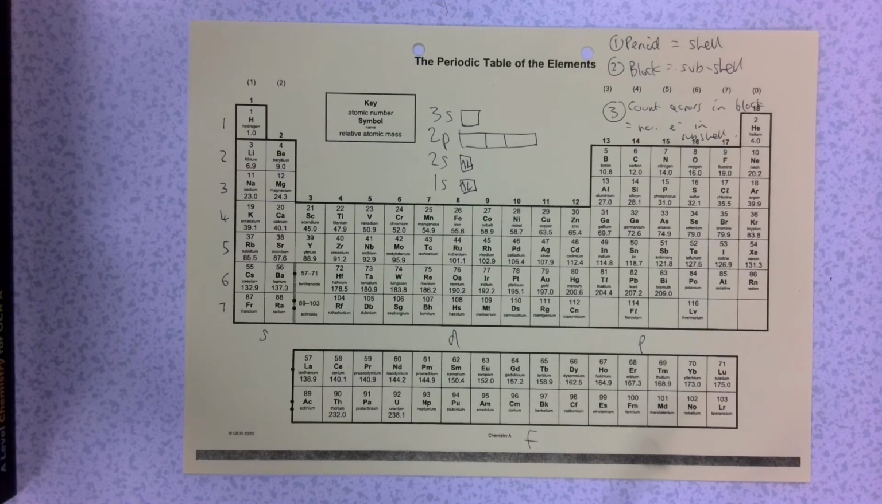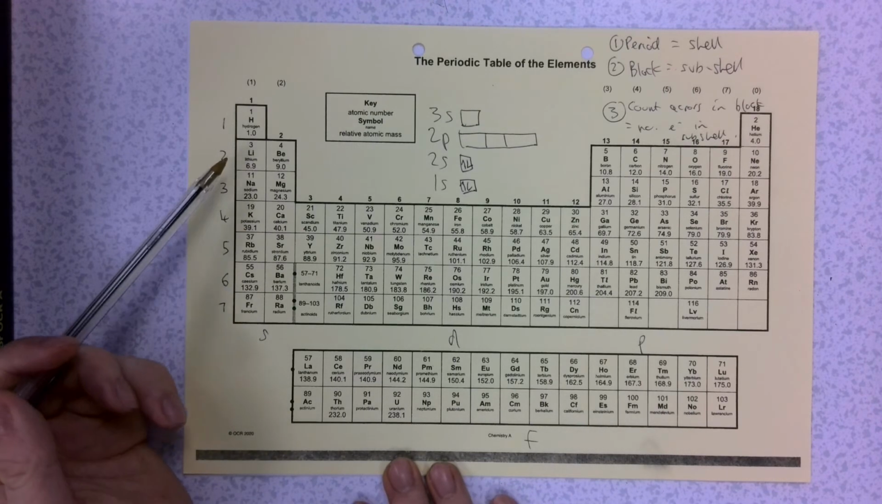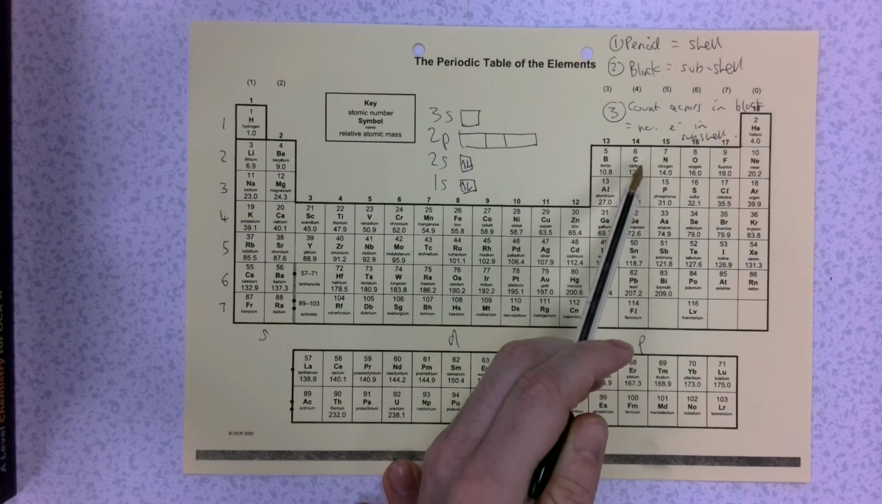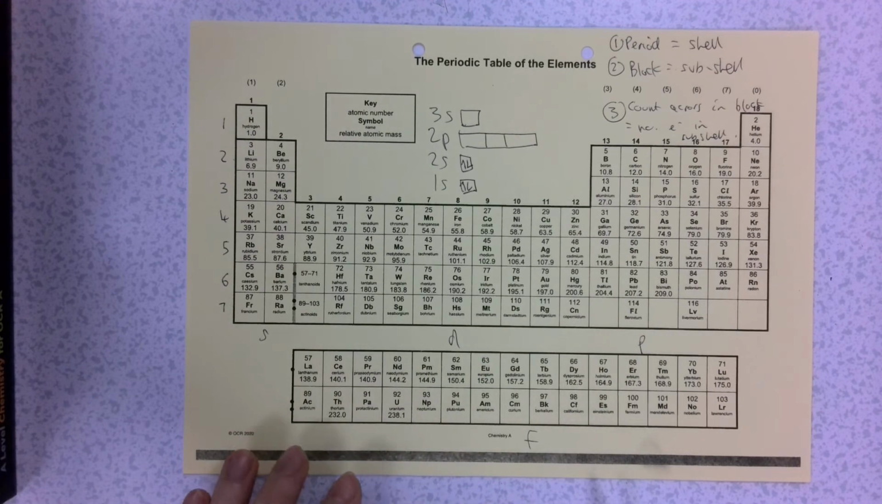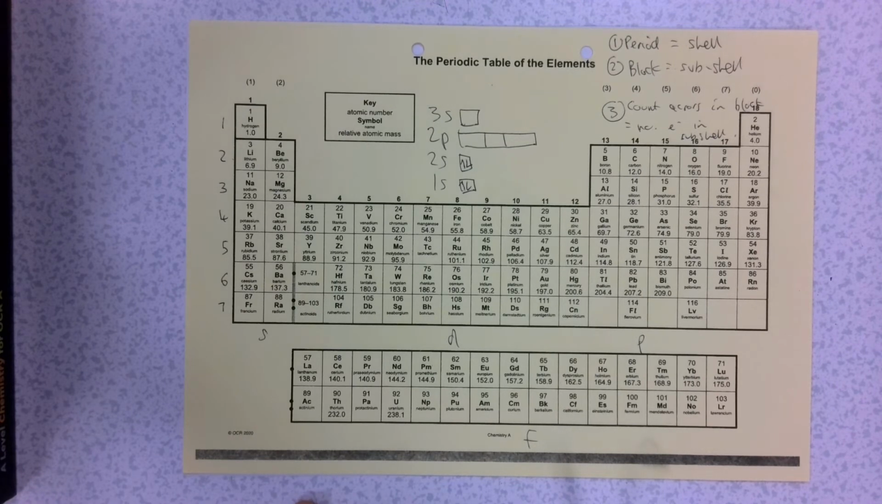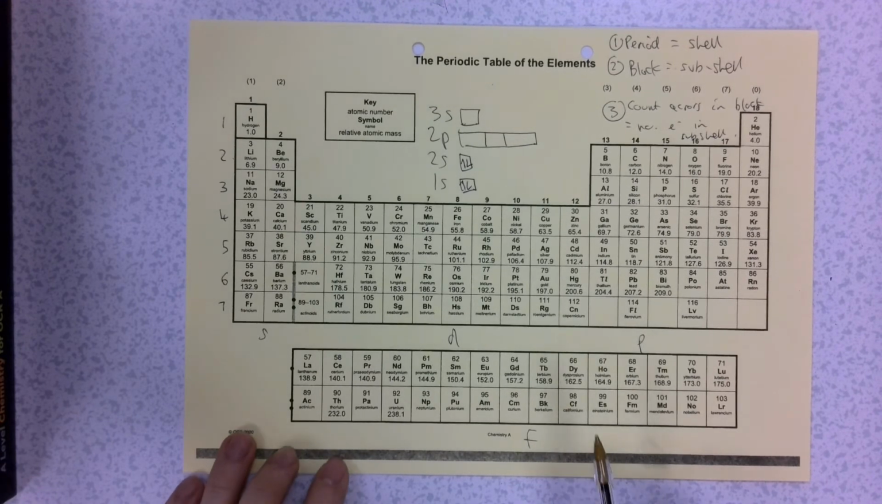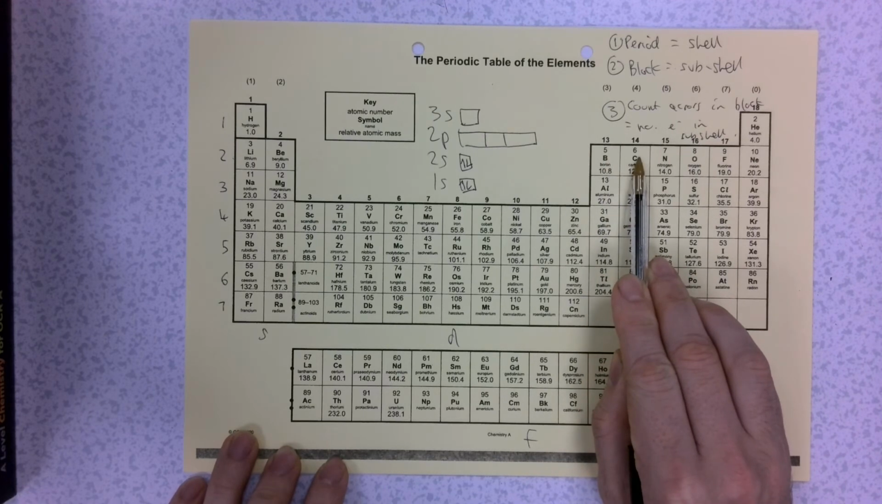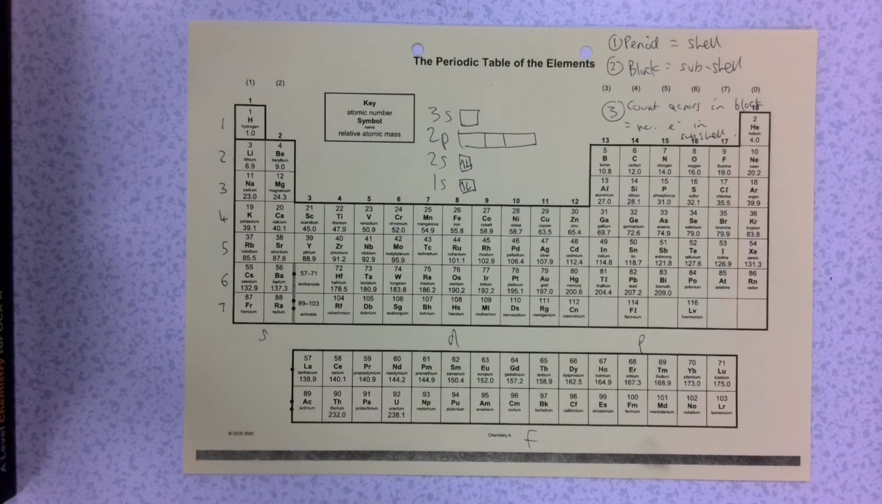Welcome back. So carbon is in period 2, so its outermost electron is in shell 2. Carbon is in the P block, so its outermost electron is in a P subshell, and carbon in the P block is the second element across, so carbon's outermost electron is the second electron in 2p.